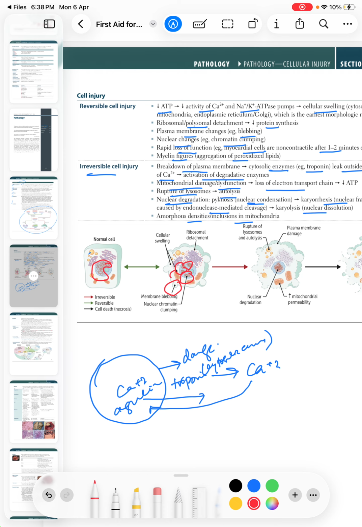This is the cellular swelling. Here the cells are normal and small in size. Here cellular swelling occurs. These are the ribosomes which are attached to each other. These are the ribosomal detachment. So all these are the reversible changes.